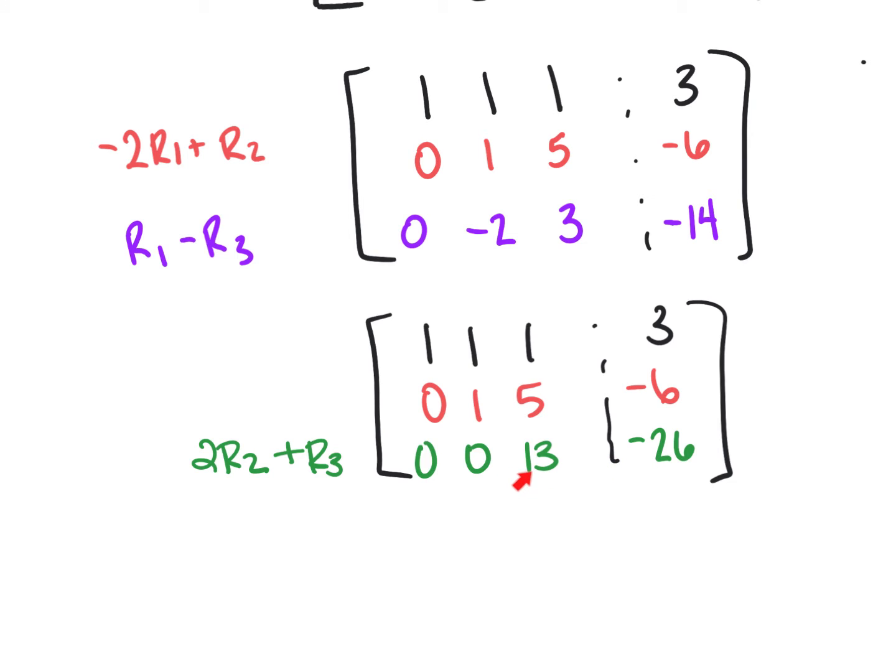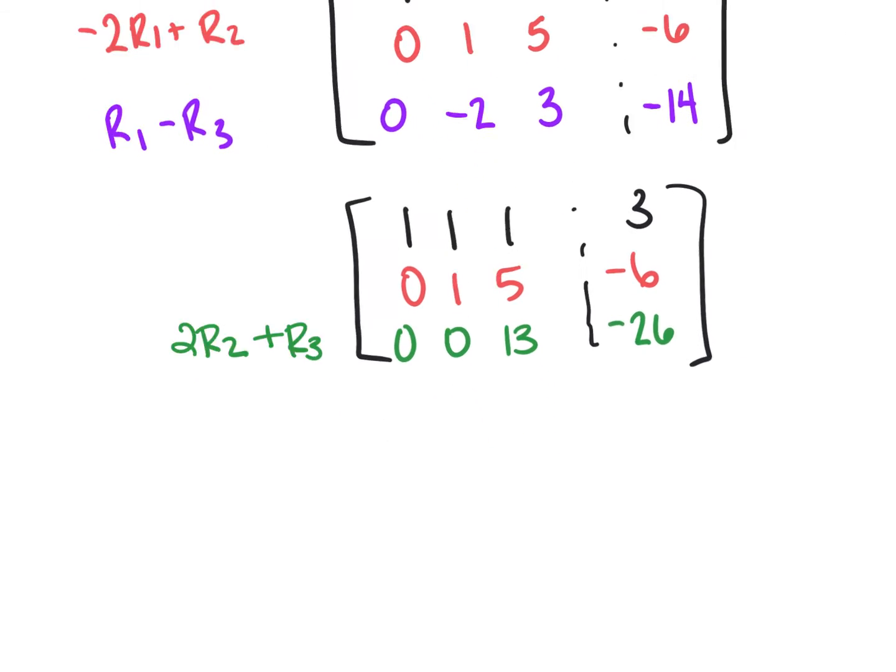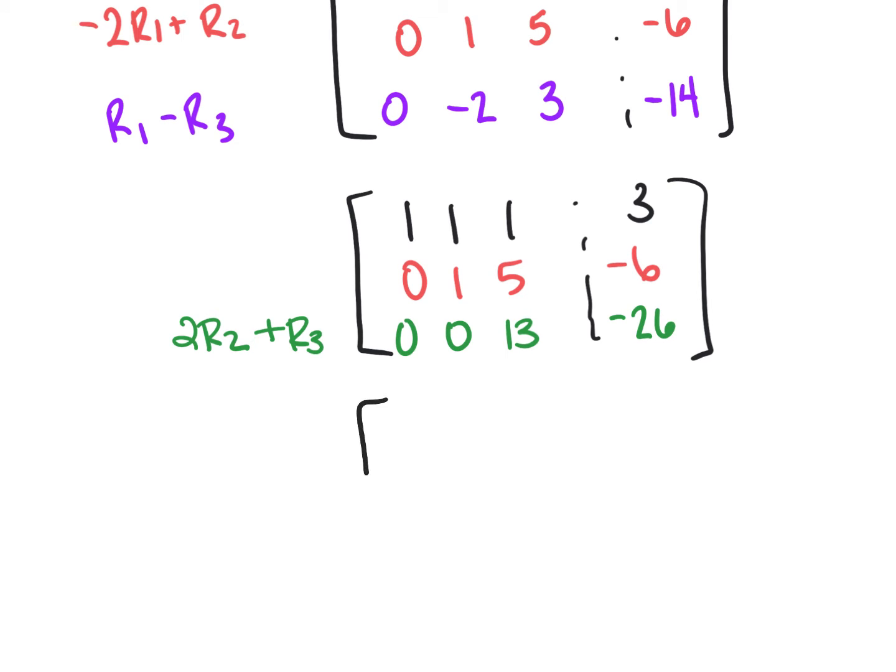Because when I divide this by 13, what's 13 divided by 13? Puts a 1 right here. What's 0 divided by 13? It's not changing it. Does everybody understand that? That's what we're doing now, right? If you want to get 1s, you typically do division or multiplication. Everybody understand that? If you want to get zeros, you need to add or subtract. So we go from there. First 2 rows do not change. So I have 1, 1, 1, 3. Then I have 0, 1, 5, negative 6.